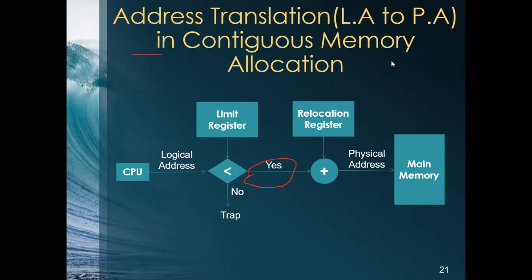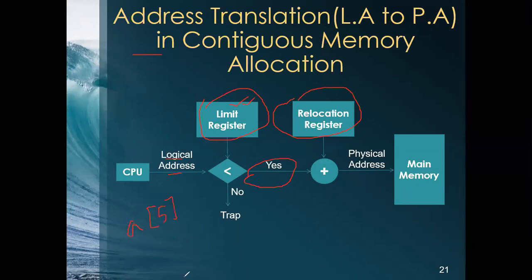To do that, it needs two registers. One is called the limit register and the other is called the relocation register. It first takes the logical address, let's assume array 0, and checks whether the data you want to access is valid, that is, whether you are within your limit or not. In my example I have an array of size 5. If I want to access array 10, I don't have any permission for that. It is not permissible, because it is beyond my limit; the limit of my array is 5.